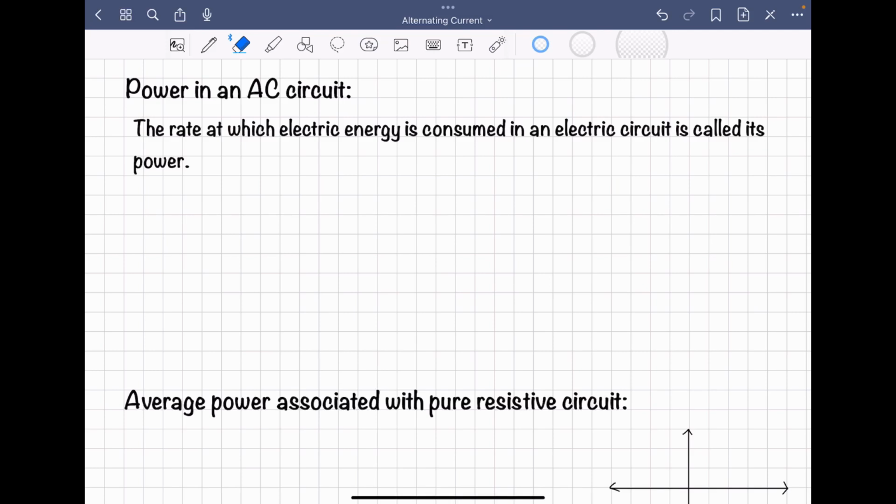Let us start the lecture. In this lecture, we are going to discuss the power in an AC circuit. First of all, we have to know what power is. Power is the time rate of change of work or energy.